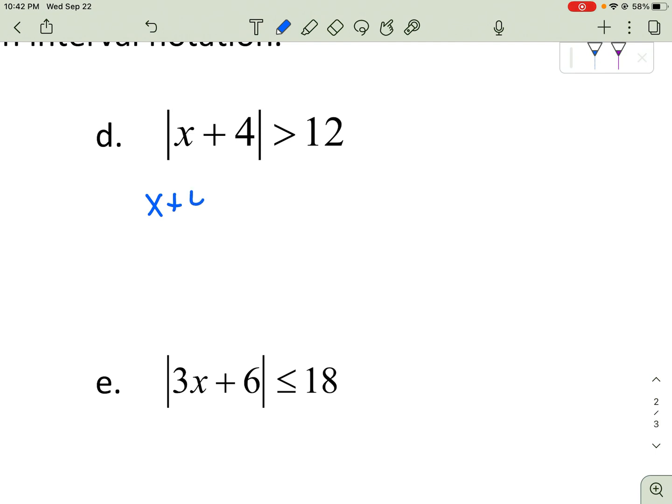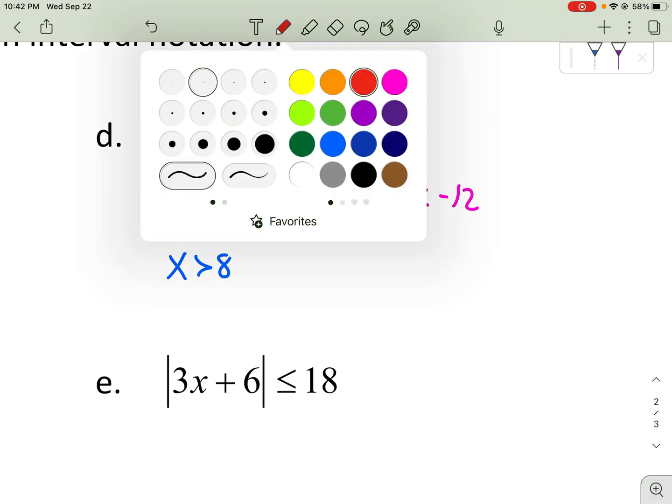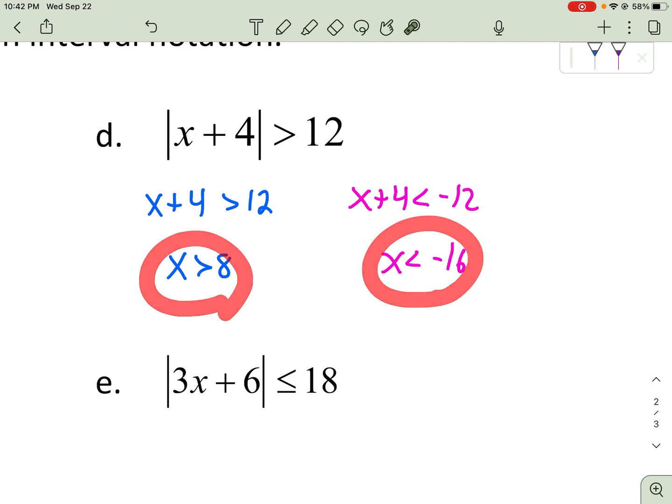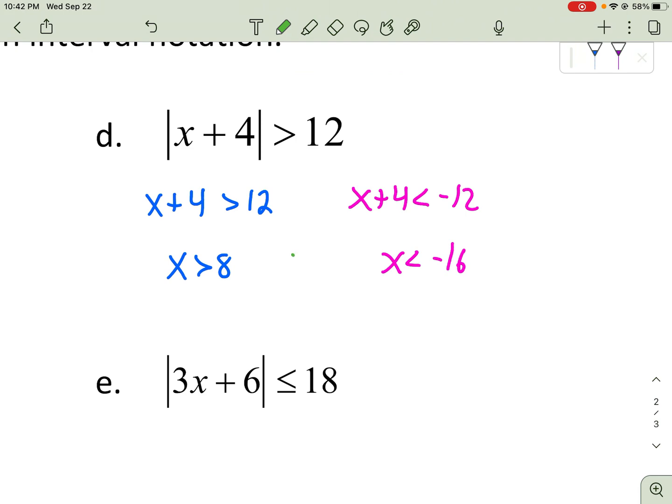So first we're going to do x plus 4 is greater than 12. And then we're going to do x plus 4 is less than -12. Subtract 4, and you get x is greater than 8. Oops, subtract 4, and you get x is less than -16. You can't be less than -16 and greater than 8 at the same time. So this is an OR problem.